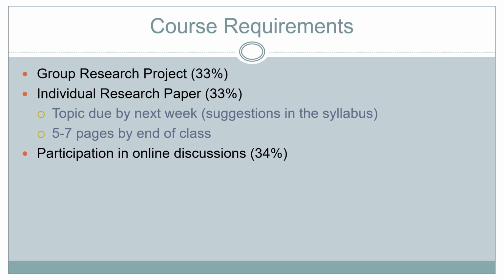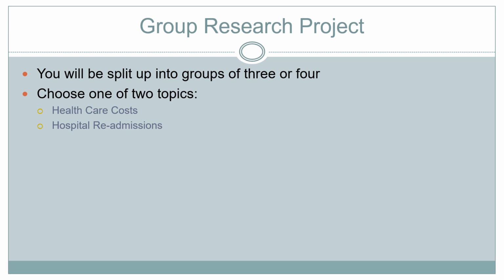I also ask that you participate in online discussions. There'll be a discussion topic posted for each week, and those discussion topics are currently in the syllabus. Now let's talk about the group research project. You'll be split up into groups of 3 or 4. From among your groups, you can choose one of 2 topics to deal with in your research project: either an examination of healthcare costs or an examination of hospital readmissions.